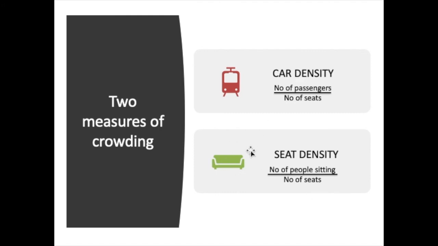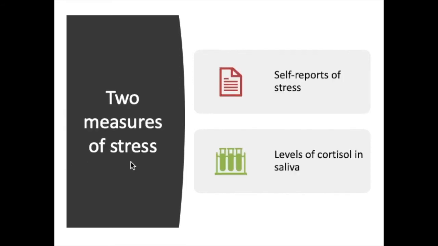Okay, so car density, seat density, and they also measured stress. How did they measure stress? By asking them to do a self-report of stress at the end of the commute, as well as checking their level of cortisol in saliva. So basically, salivary cortisol was collected from each participant through a chewable swab.